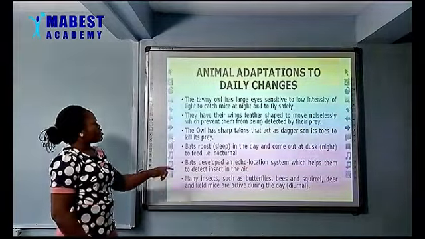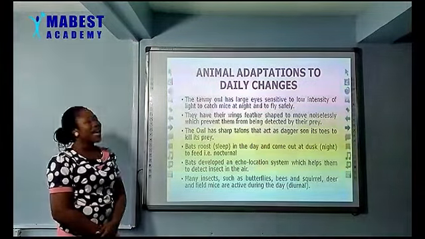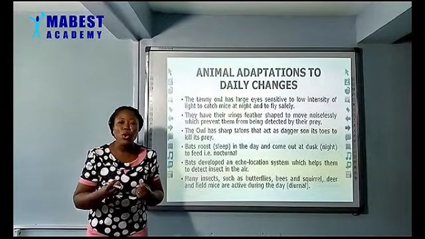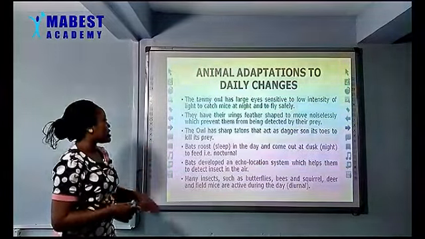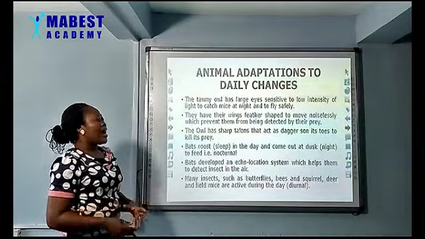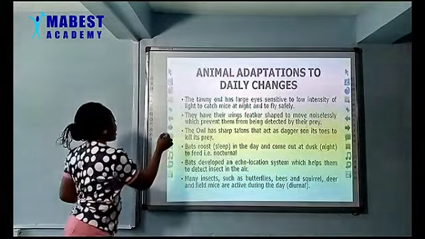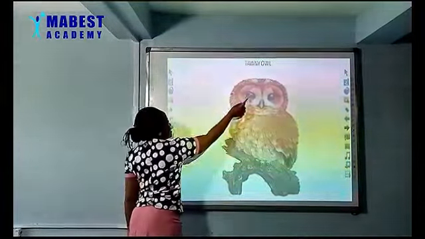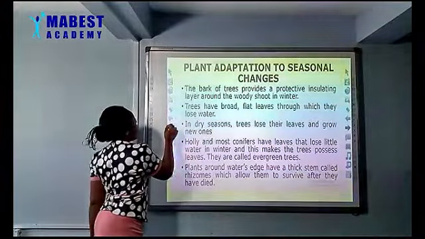For example, the tawny owl has large eyes. It is very sensitive to low intensity of light. They use it to catch mice at night, and to fly safely. They are very active at night. Let's quickly look at the tawny owl here. You can see the large eyes there.